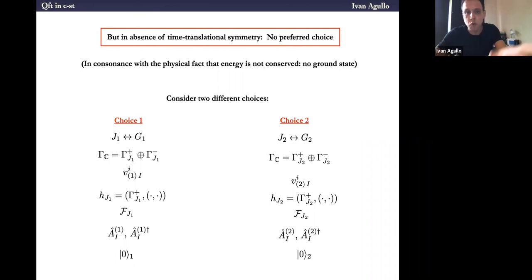Therefore, Florian can choose something and I can choose something else. So imagine we both find a quantum representation. We choose a J and a G. One of them determines the other. From them, a decomposition, a gamma plus and gamma minus. From them, a basis of gamma plus. From them, one quantum Hilbert space, Fock space, creation, annihilation, vacuum. And then we ask, is there any relation? Are we describing the same theory or not? Are the two theories physically inequivalent, or are they just two different reference frames to describe the same theory? Better the second case, otherwise we are in trouble.